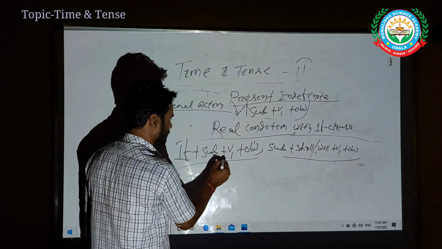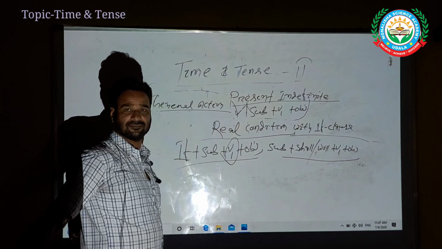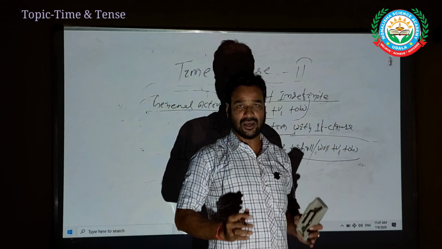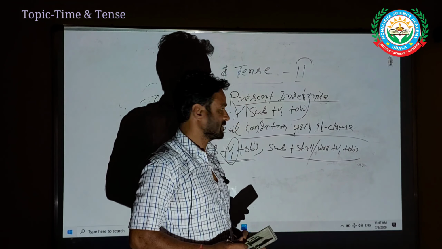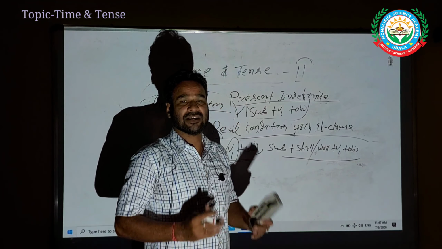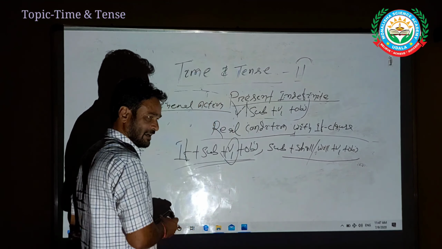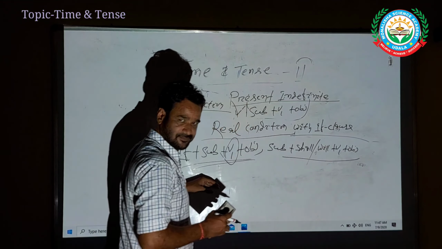So here you see the first form. That is about the present indefinite, subject plus V1 plus object. You can see the same structure reflected here, copied here, okay? Subject, V1, object. So when we are going to express a condition based on certain reality, a possibility, there we have to use this structure of the if clause.